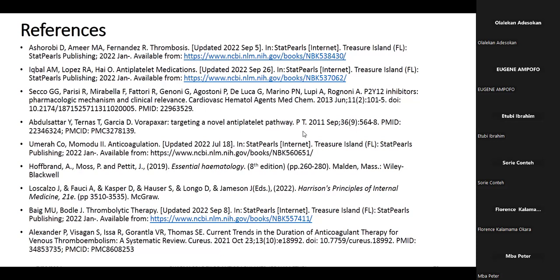In terms of assessing bleeding risk, is the HAS-BLED score applicable in all patients, or are there other ways of assessing bleeding risk? As in HAS-BLED in all patients? Yeah.